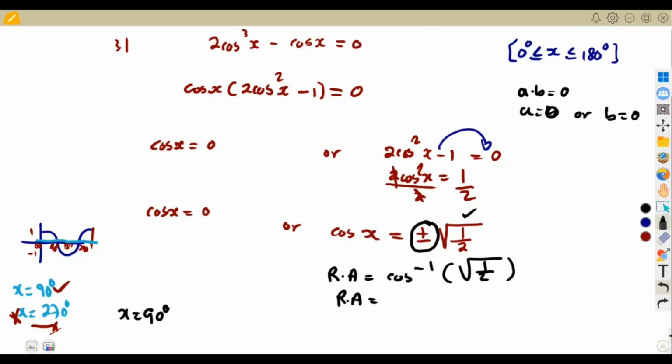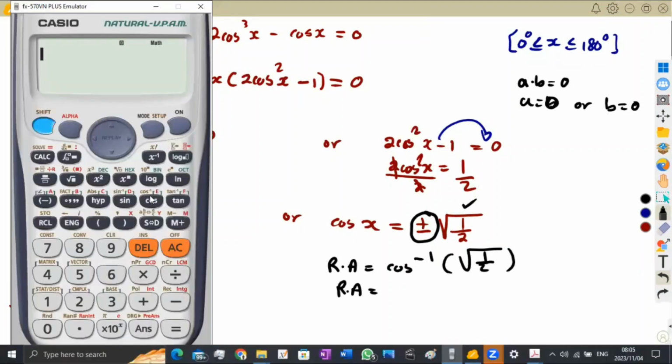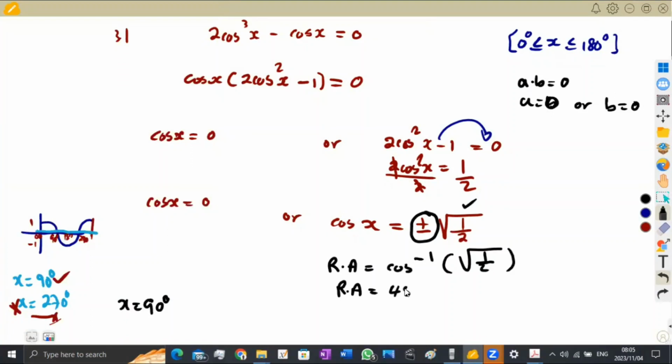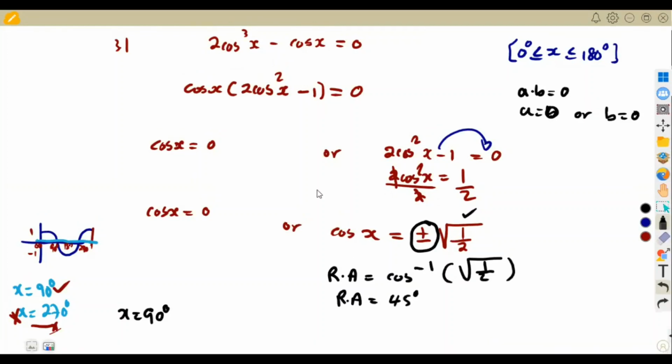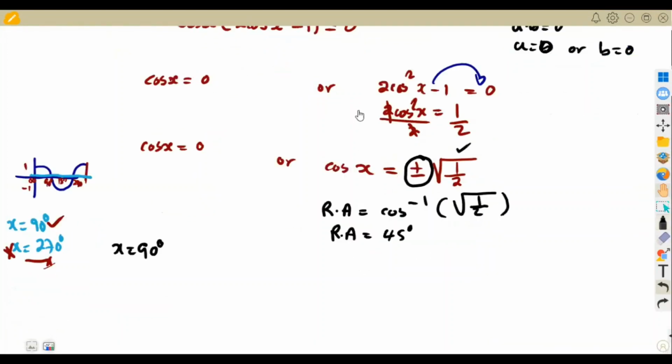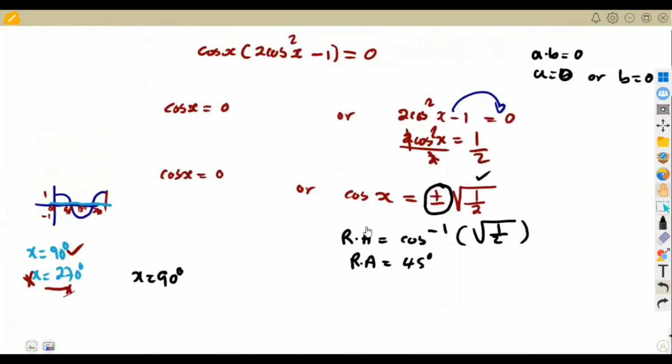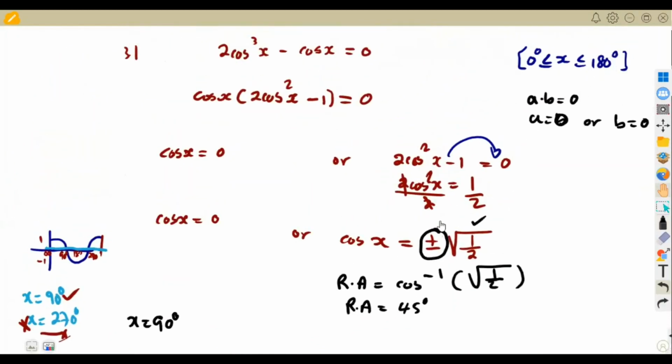So the reference angle is going to be cos inverse of the square root of a half. So let us just use our calculator: that's going to be shift cos, the square root of a half, which is 1/2, like this. So that is going to give us, in this case, 45 degrees. Make sure that your calculator is in degrees there. So the reference angle is going to be 45 degrees. With the reference angle that we have determined, we are now going to relate to the signs that we are given here, not forgetting our interval from 0 to 180 degrees.